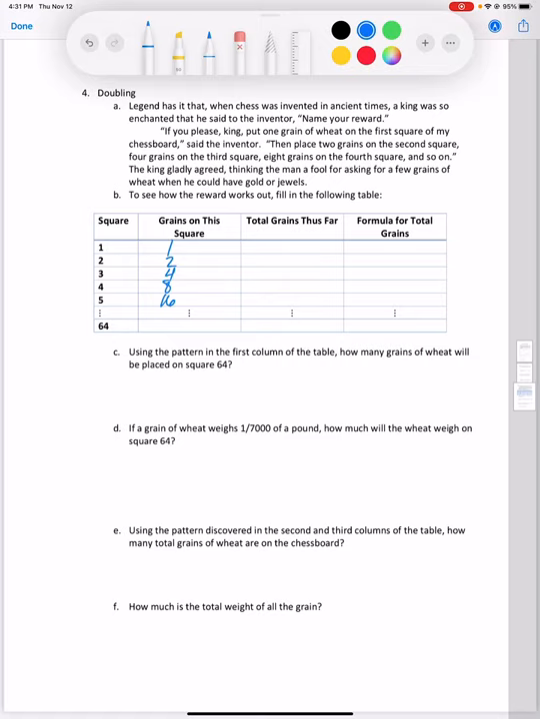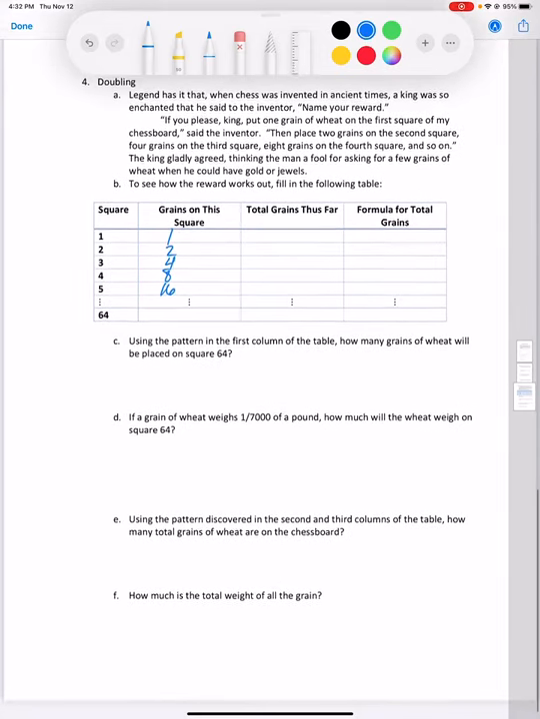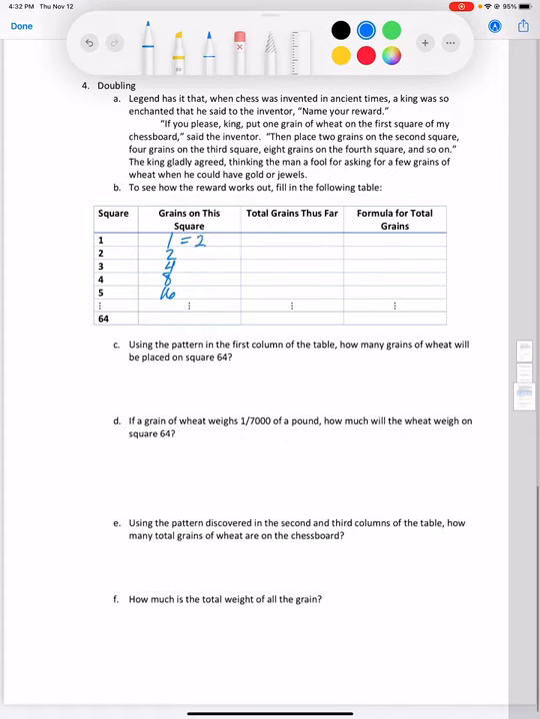Okay. So we need to look for a pattern. Since this is an exponential growth model, we can express each of these values as 2 to a certain power. Anything to the 0 power is 1, so it's 2 to the 0. 2 is actually 2 to the first. 4 is 2 times 2, which is equal to 2 squared. 8 is 2 times 2 times 2, which is equal to 2 to the third. And 16 is 2 to the fourth, and so on.